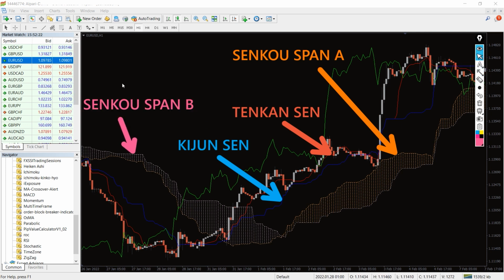Senkou Span B. This is the other line that makes up the cloud. It's calculated by averaging the highest high and lowest low of the past 52 days. But the result is plotted 26 days ahead. The Senkou Span B is also called the leading Span B.